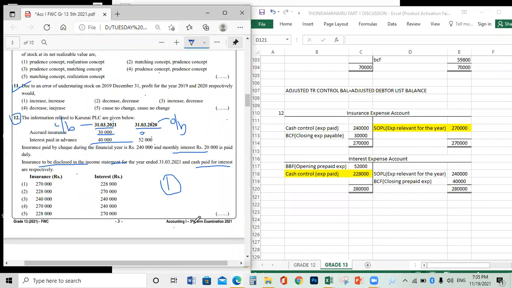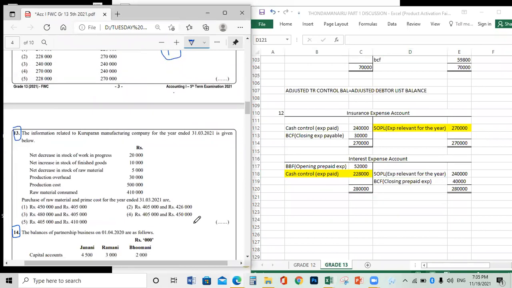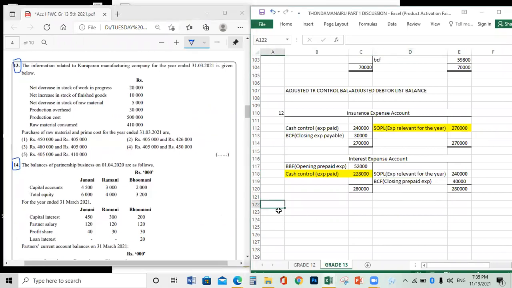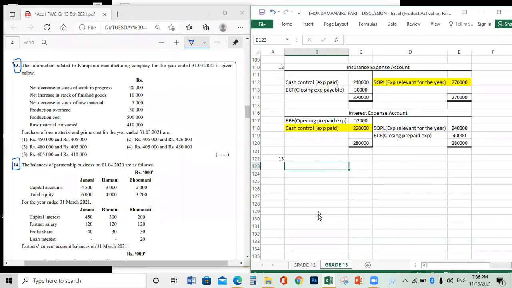Now go to question number 13. So now see question number 13. They're asking you purchase of raw material and the prime cost for the year ending. They are asking you the prime cost. Guys, we can go backwards.